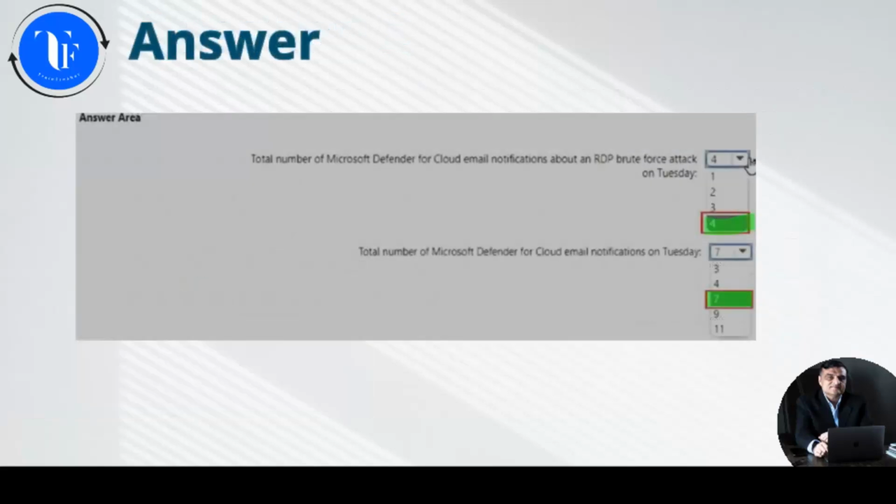Answer. Total number of Microsoft Defender for Cloud email notifications about an RDP brute force attack on Tuesday is 4. Total number of Microsoft Defender for Cloud email notifications on Tuesday is 7.